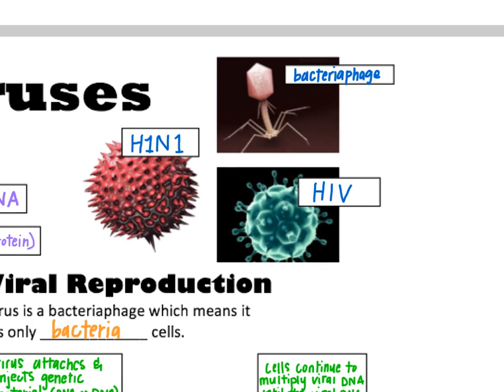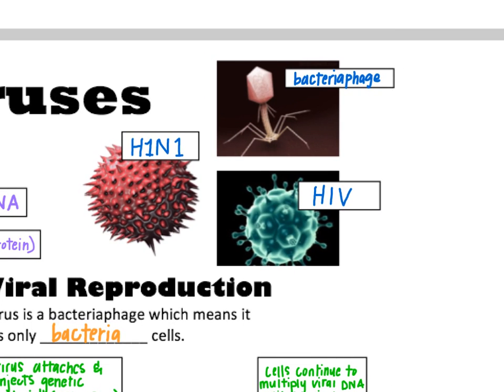Some of the common viruses that we see are the H1N1 virus, which is swine flu. There's a picture there of that virus under a microscope. A bacteriophage is a common kind of virus that infects only bacteria cells. And HIV is the virus that causes the symptoms of AIDS. And there's a picture there of that virus. So you can see that viruses come in lots of shapes and sizes. They're very different from one virus to another.